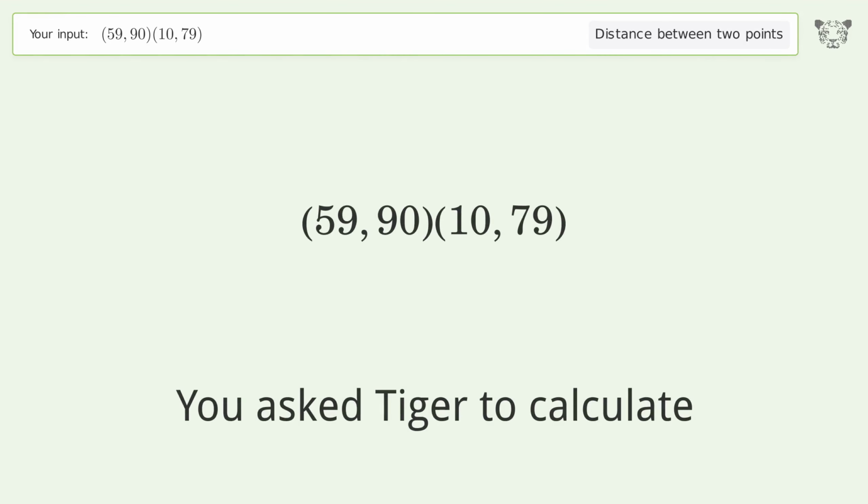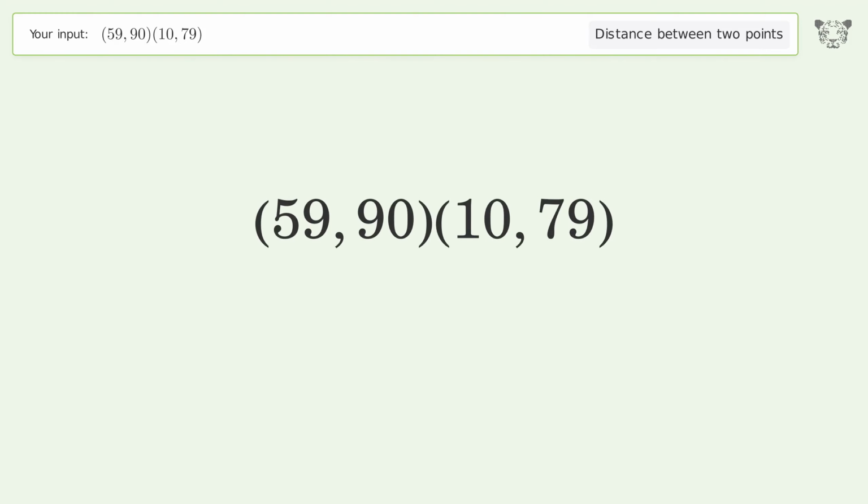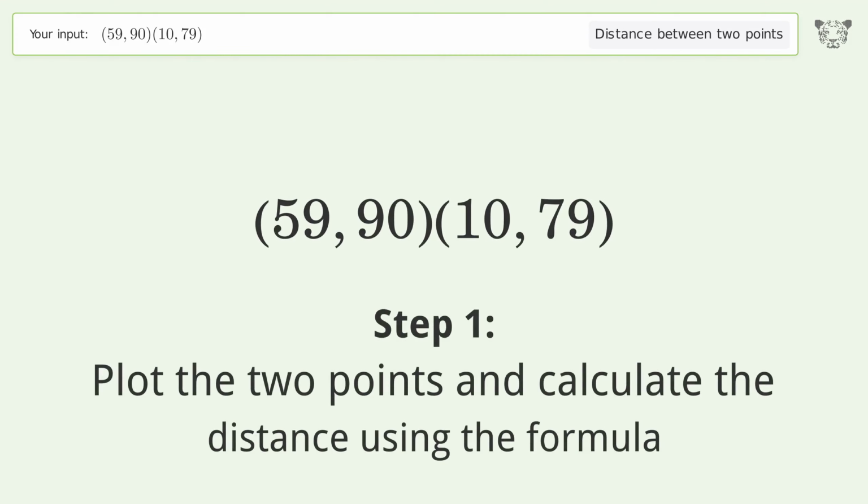You ask Tiger to calculate. This deals with the distance between 2 points. The distance between the 2 points is the square root of 2,522, or 50.22. Let's solve it step by step. Plot the 2 points and calculate the distance using the formula.